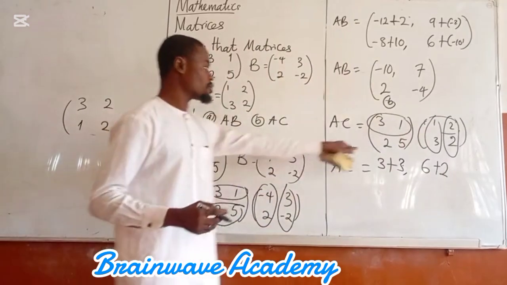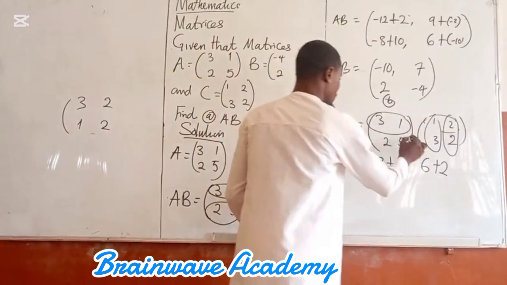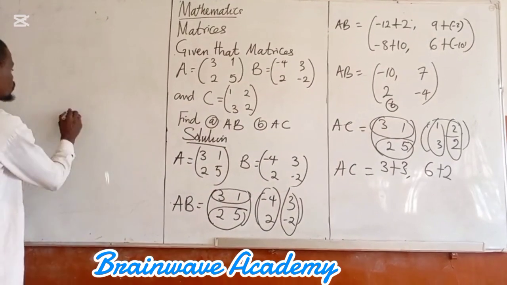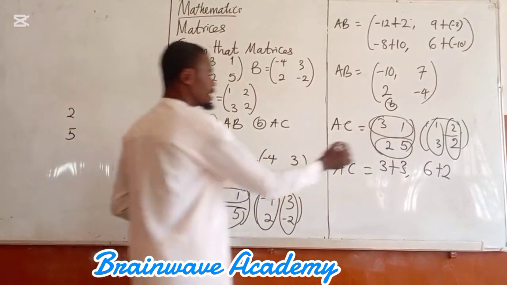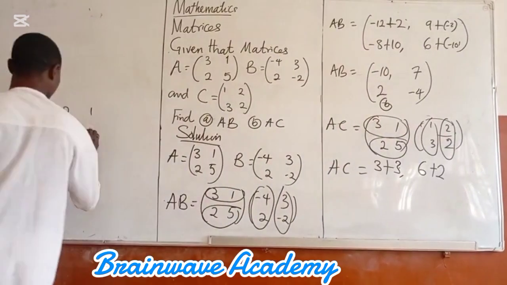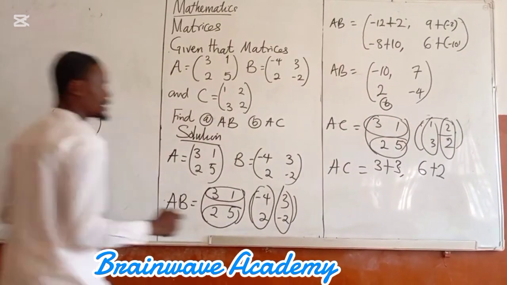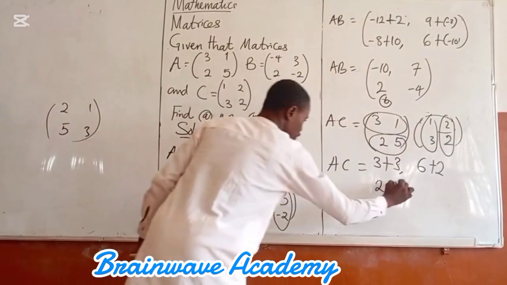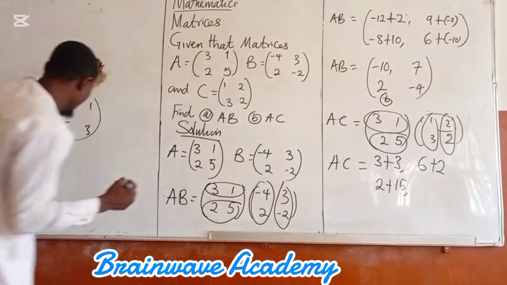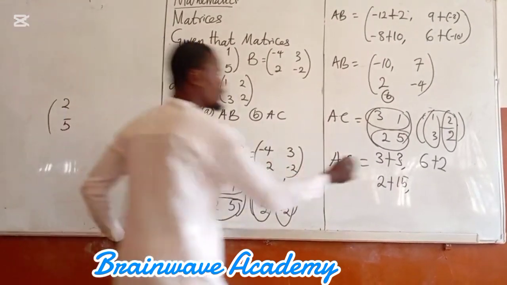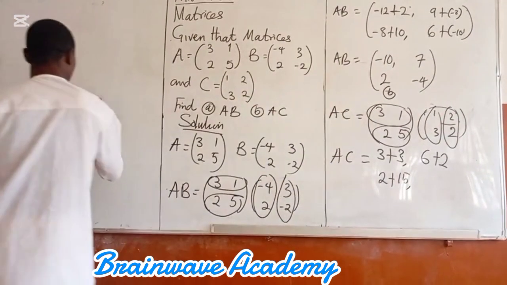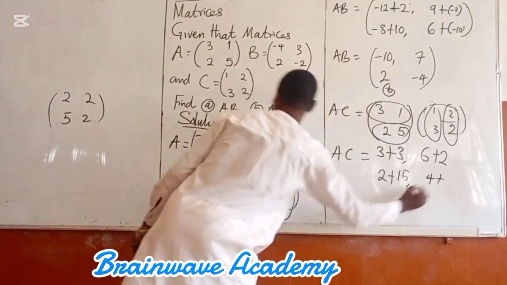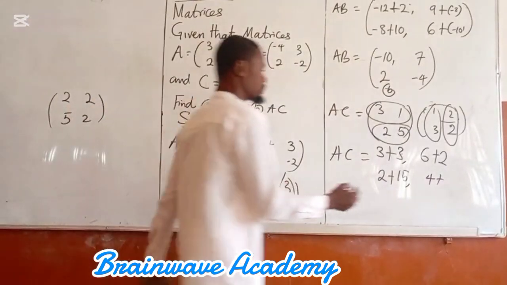Then I use the second row to multiply the first column and the second column. The second row is 2 and 5. I use it to multiply the first column, which is 1 and 3. 2 times 1 is 2, plus 5 times 3 is 15. Then I replace the first column with the second column, which is 2 and 2. 2 times 2 is 4, plus 5 times 2 is 10.